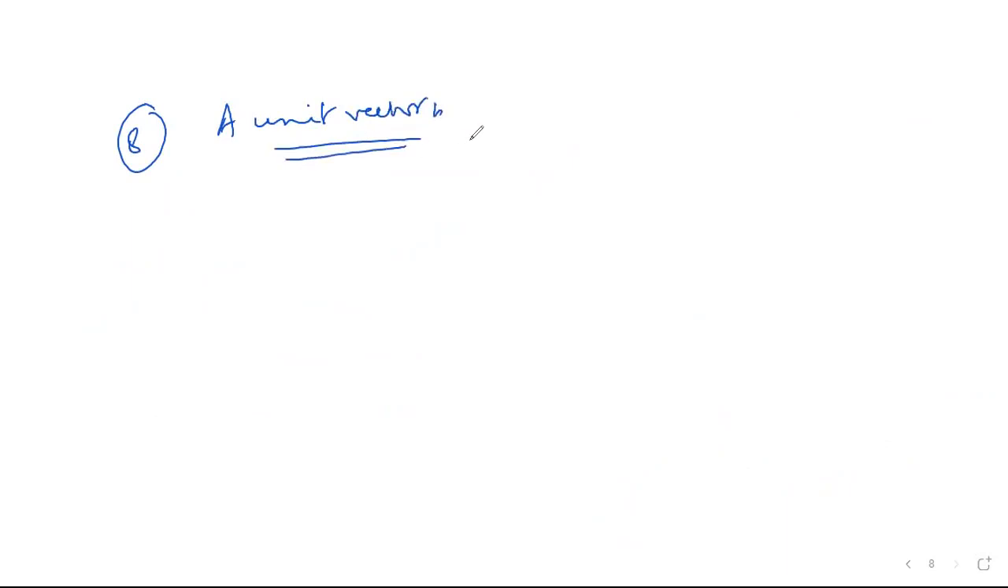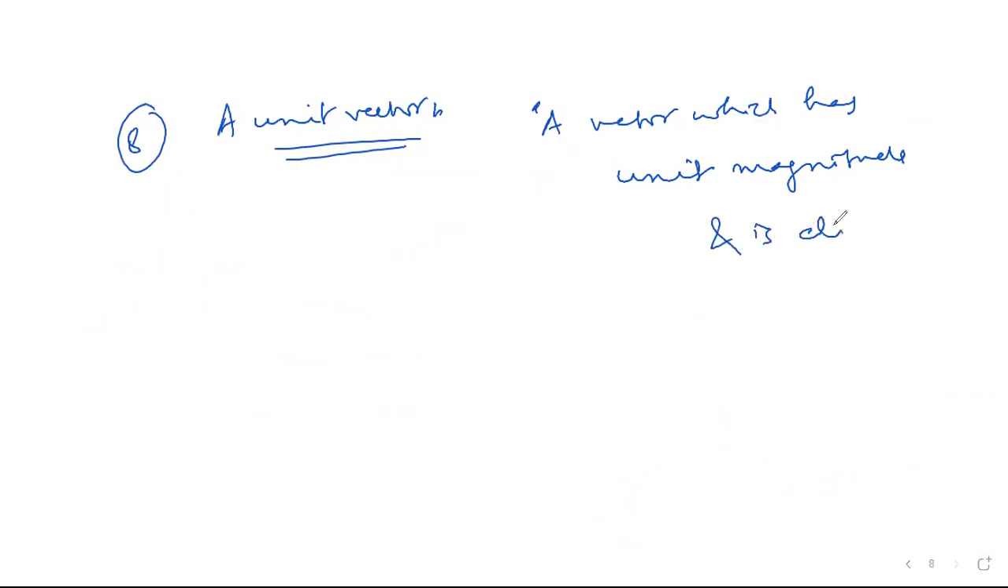A unit vector is by definition a vector which has magnitude of 1, a vector which has unit magnitude and is dimensionless. It has no dimensions. A vector which has unit magnitude and is dimensionless is a special vector called a unit vector. It has a special symbol.